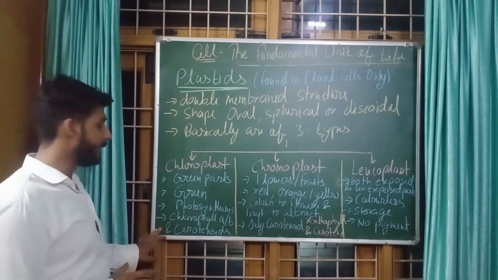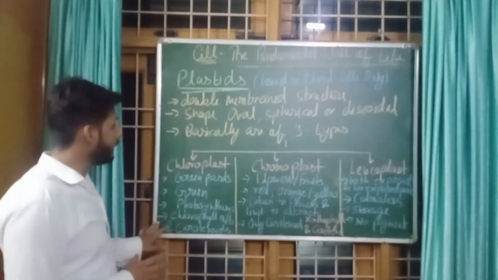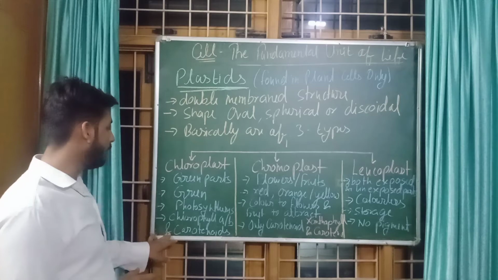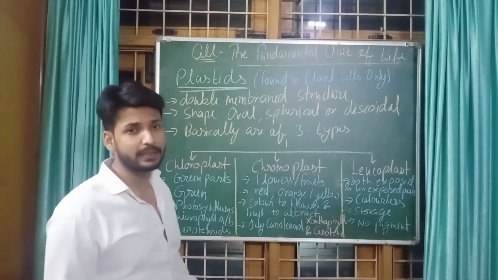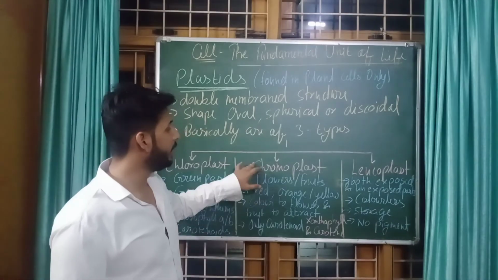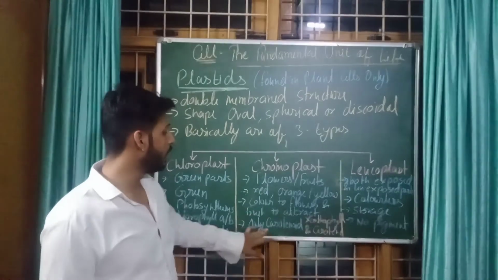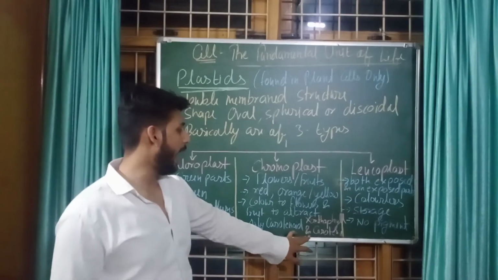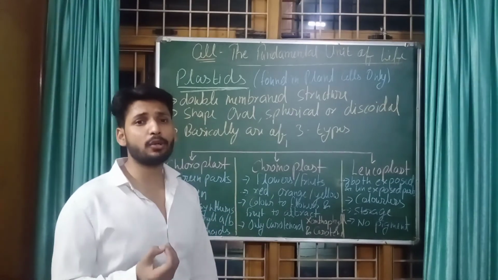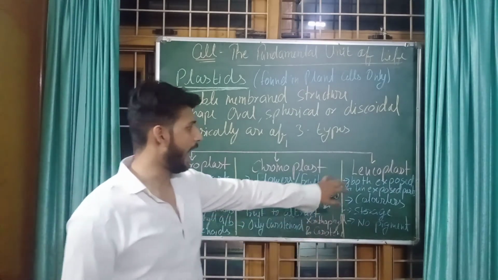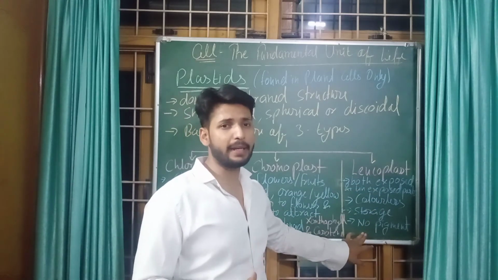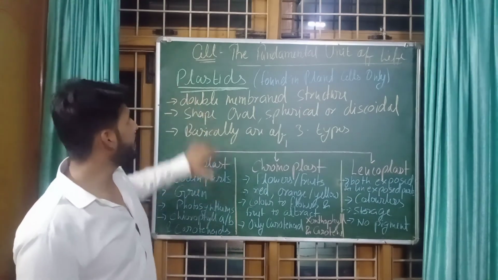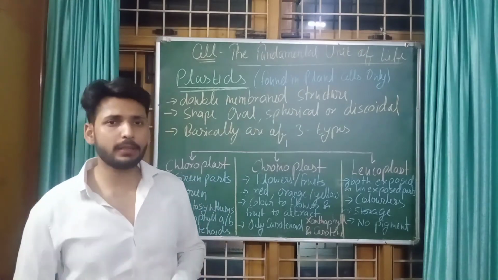Now we are talking about their pigments. The pigments present in chloroplast are chlorophyll A, chlorophyll B, and carotenoids. Carotenoids are for colors. In chromoplast, only carotenoids are present, that is xanthophyll, which is generally yellow, and carotene, which is orange or red in color. And in leucoplast, no pigment is present. Got it?